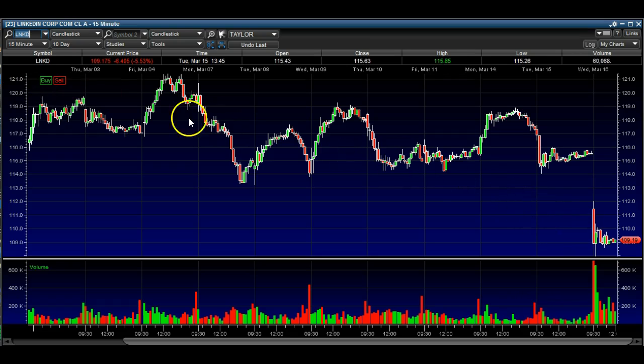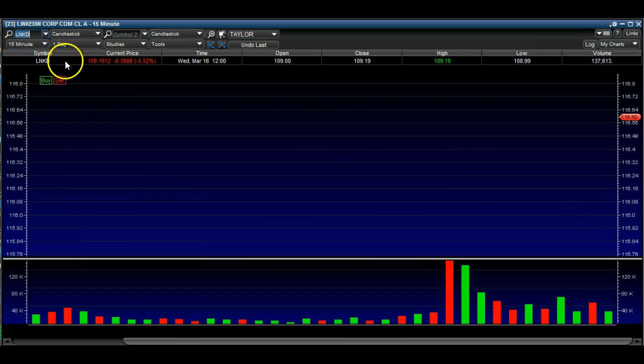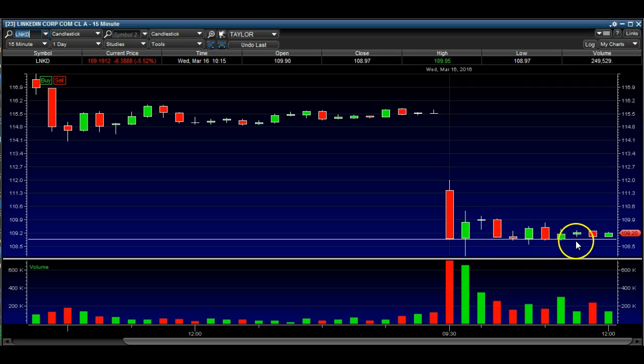LinkedIn. Okay, so LinkedIn, we've got a lot of support right here on the intraday. This is just today's action right here. Got a lot of support just below 109. It's about 108.90 or something like that, this level right here. So a 15-minute close below that would not be good for LinkedIn. But as it stands right now, we're basing right here.